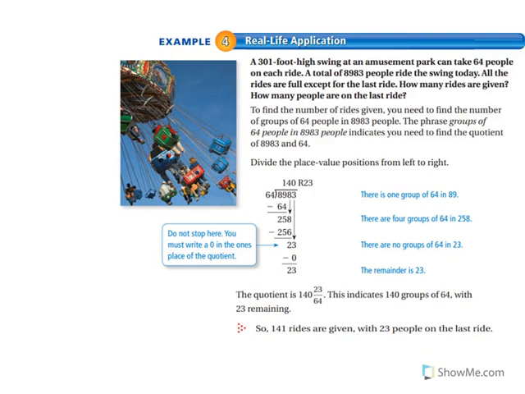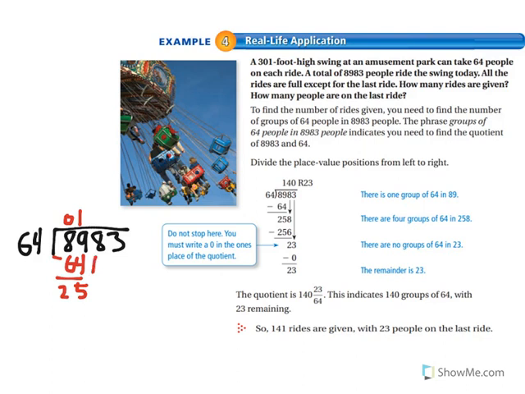We're going to take the 8,983. We're going to divide it by 64 because there's 64 people on each ride. Let's first begin by dividing. So 8 cannot be divided by 64, so I put a 0 there. 89, it goes in one time, so I put a 64 here. 9 minus 4 is 5. 8 minus 6 is 2. I have a remainder of 25.